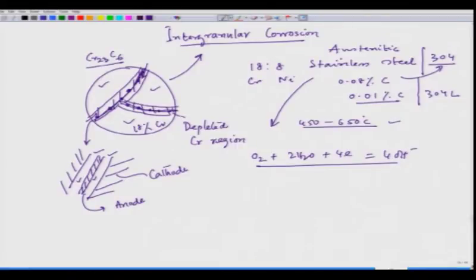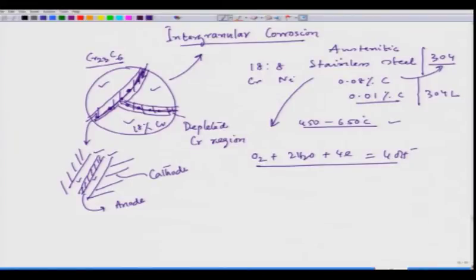This kind of corrosion attack is also possible in some aluminum alloys and in some nickel based alloys where we also have carbon, so there will also be the possibility of chromium carbide formation along the grain boundaries. There also we can have this kind of intergranular corrosion.